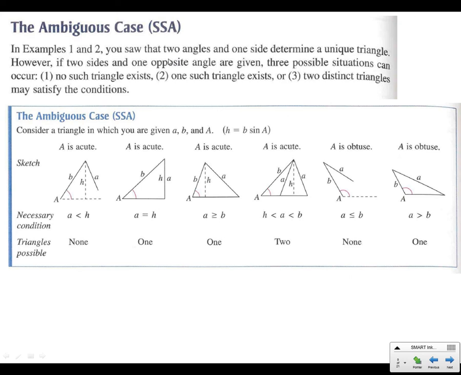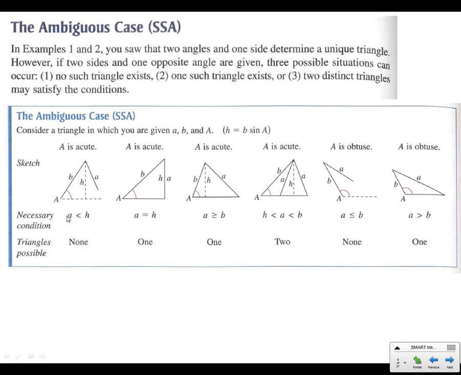So in examples 1 and 2, you saw 2 angles and a side determine a unique triangle. If you have an SSA, there are 3 possible situations that you can get. No triangle, 1 exact triangle, or possibly 2 different triangles could occur. Okay? So it's kind of hard to think about the 2, so we'll think about that in a second. But let's start with the none.